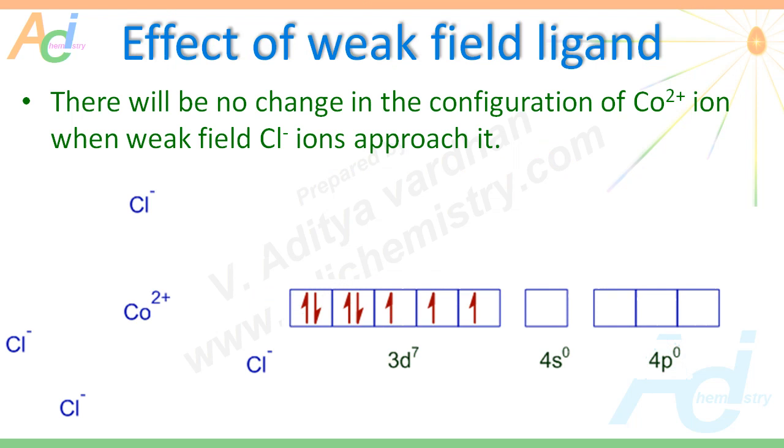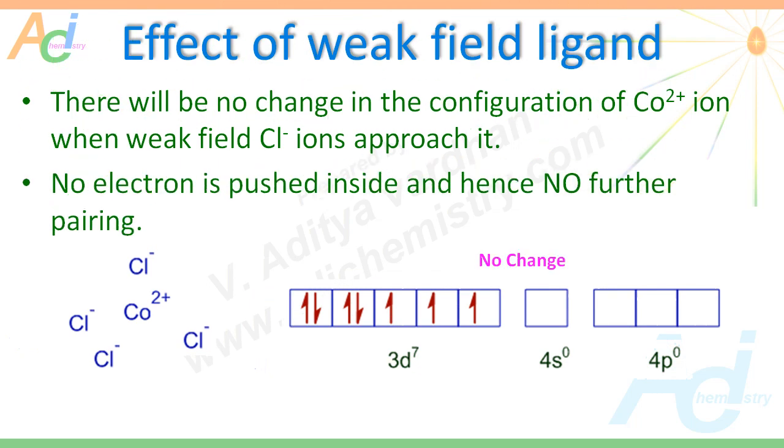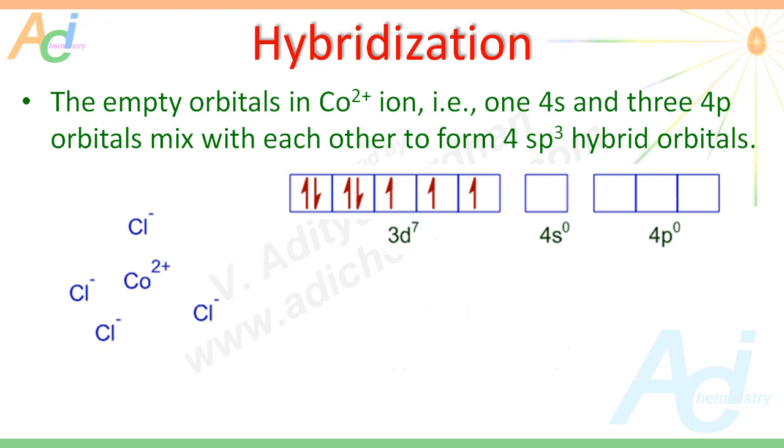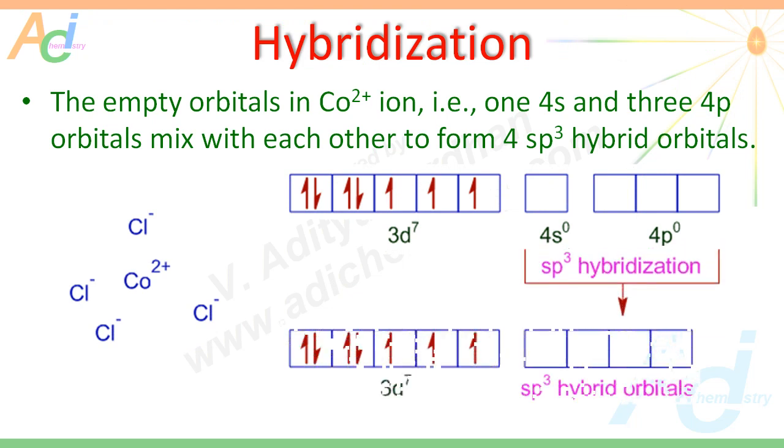There will be no change in the configuration of Co2+ ion when weak field Cl- ions approach it. So no electron is pushed inside and hence no further pairing. Therefore, the empty orbitals of Co2+ ion, that is 1 4s and 3 4p orbitals, mix with each other to form 4 sp3 hybrid orbitals.